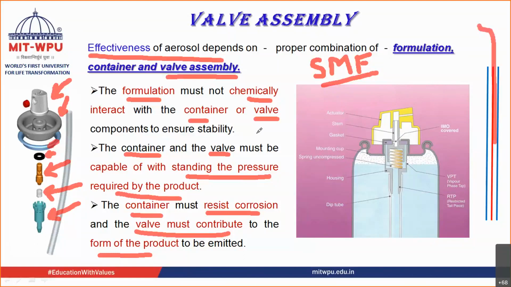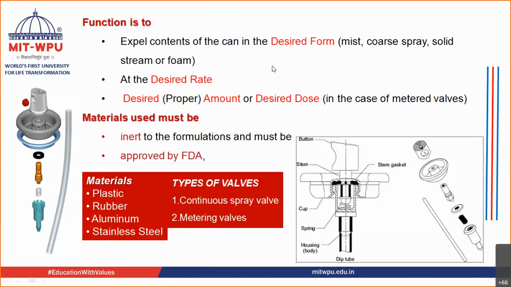So let us see each part one by one. Before that, what is the function of this valve? As we said earlier, it is used to expel the content in the desired form. If you remember, I told you the first function is to expel the content that is present inside the container in the desired form. What are the desired forms? It should be able to expel the content in the form of mist, in the form of coarse spray, in the form of solid stream, or in the form of foam.